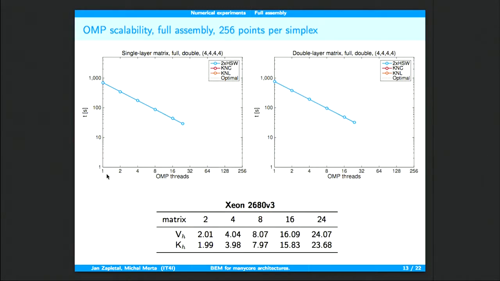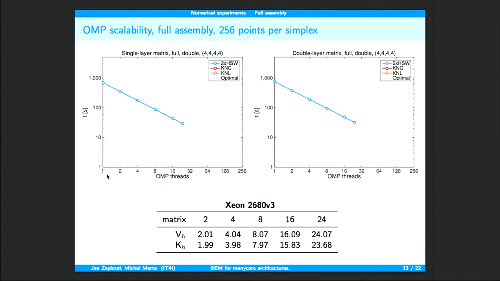So first of all, we wanted to make sure that the code scales nicely with respect to the number of OpenMP threads employed. We wanted to make sure that it scales well beyond the 24 threads employed on Haswell. We knew that on Haswell this works nicely, so on 24 threads the scalability is ideal for both matrices, V and K. So this is the matrix V, the single layer matrix, and the double layer matrix is the matrix K.